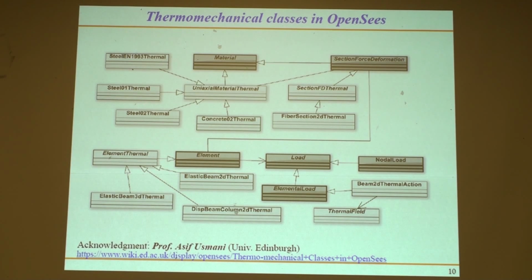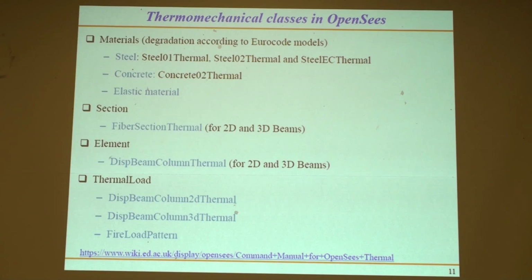But you may have used Steel 01 if you used OpenSees. Now there's a new Steel 01 thermal that includes the stress-strain and also a variable for the temperature. So as temperature increases, how does the model vary? Steel 02, Concrete 02 thermal. So there's already a few, but many, many more material models that you may want to use as an earthquake or a structural engineer doing earthquake analysis are still not implemented and need to be implemented.